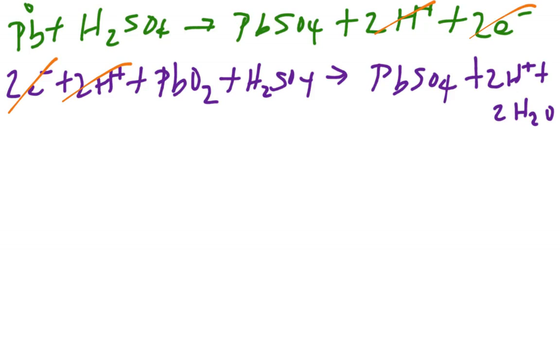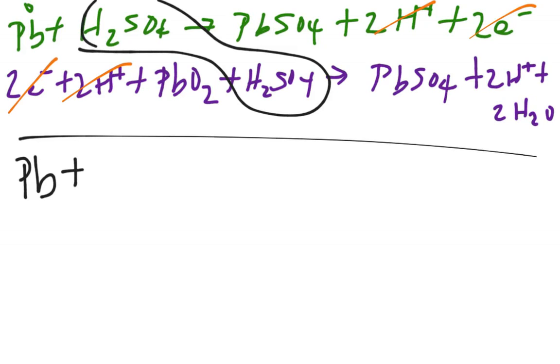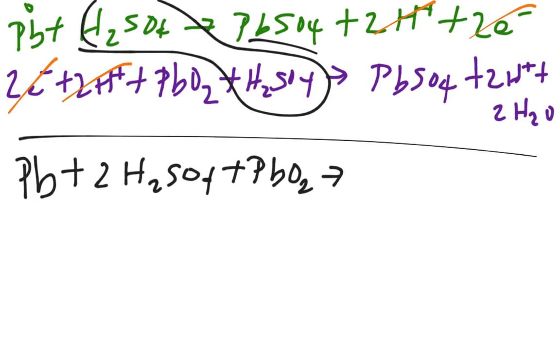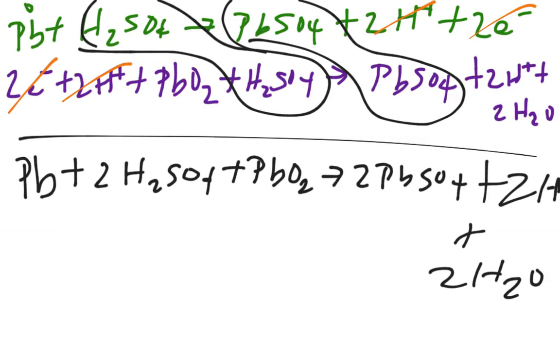I'm going to add all this together, and I will go Pb plus 2 H2SO4s plus PbO2 goes to 2 PbSO4s plus 2 H+ plus 2 H2Os. Alright, so there we'll end that there, and I'll do the basic media next.